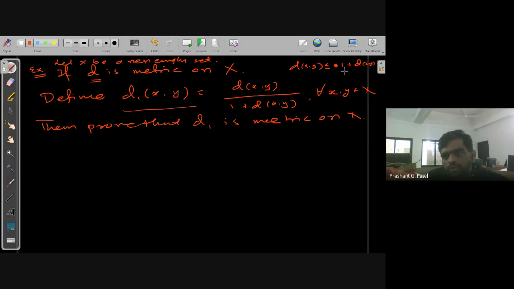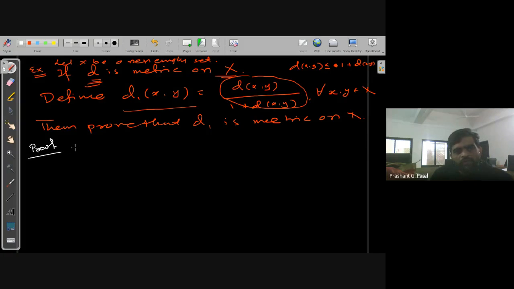So this quantity is always less than or equal to 1. So it means that if you have one metric on a space X, then you can define one metric on which your X is a bounded set. Okay, so that is also one of the important things which we have to note here. So let us try to discuss the proof for this.